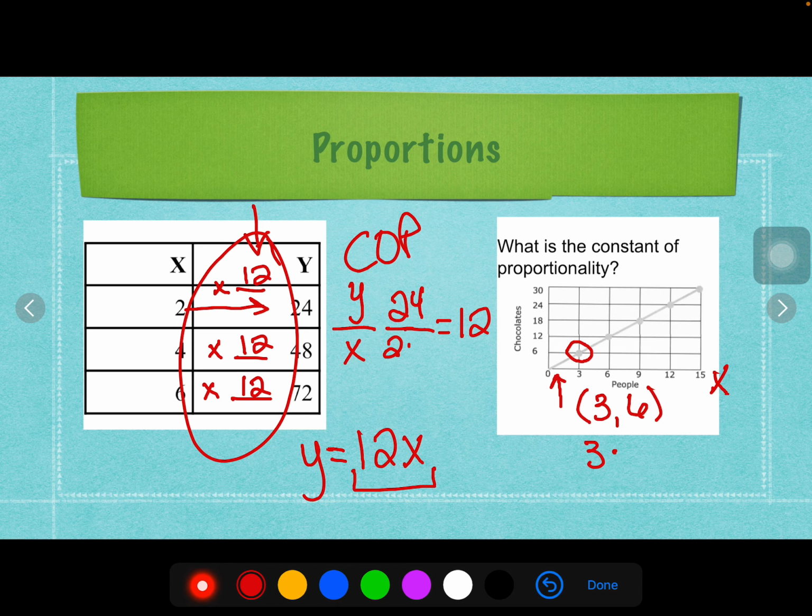3 times something equals 6. Well, that one's easy. I know the answer here is 2. But if I didn't know it, I could do 6, my Y, divided by my X, 3, and I could get 2 that way. Okay? So make sure you do that for proportions.